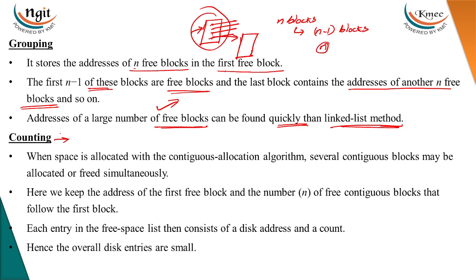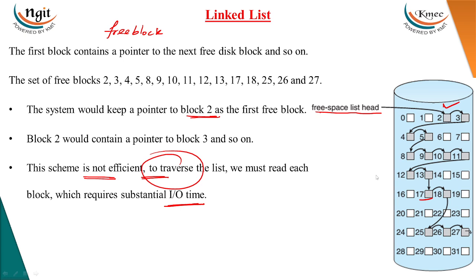Next one is counting. Counting will be used when we are using a contiguous allocation method. The files are allocated contiguously, so counting will be used. In counting, we keep the address of the first free block and the number n of free contiguous blocks, that is, the first free block address followed by how many contiguous free blocks there are.